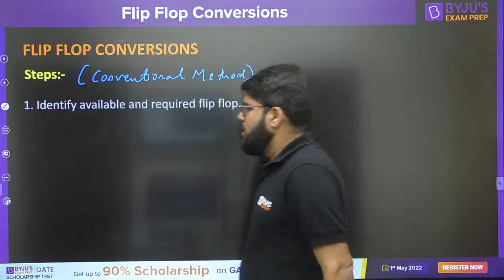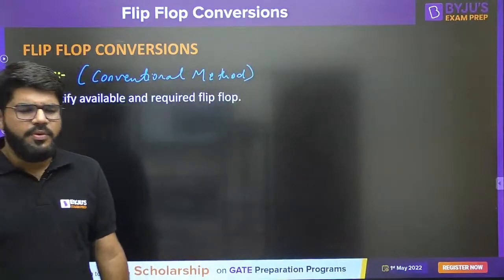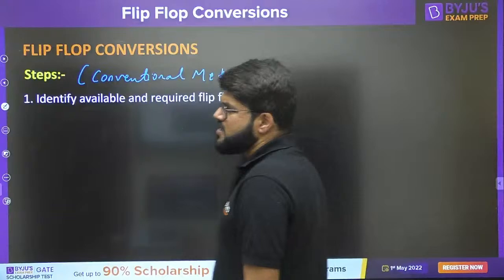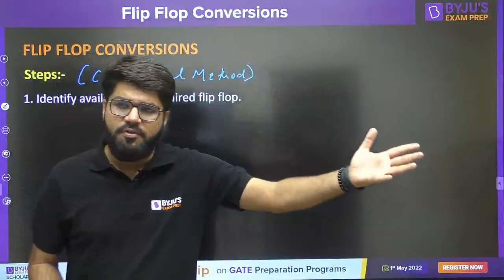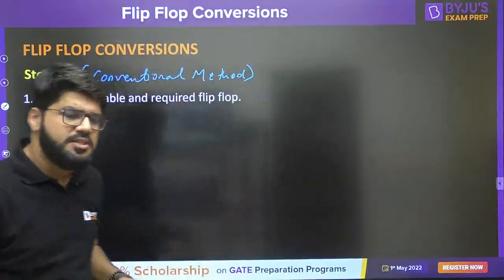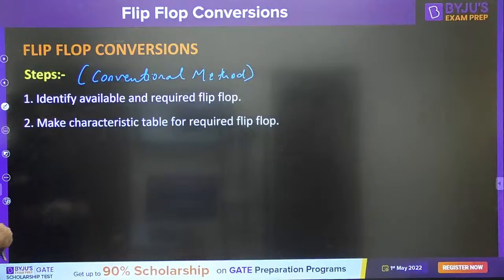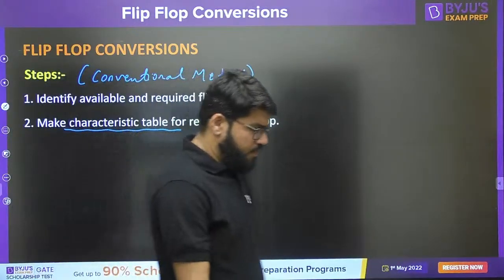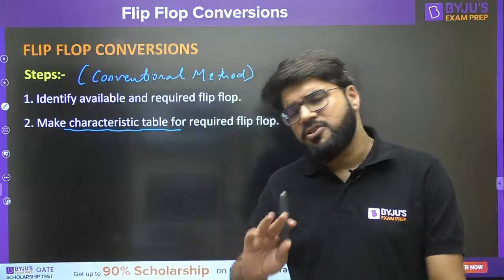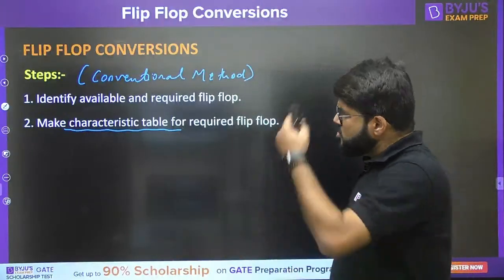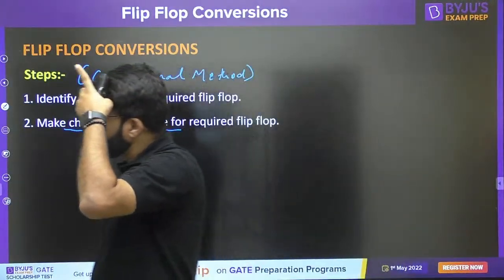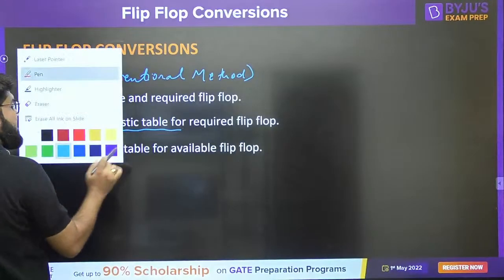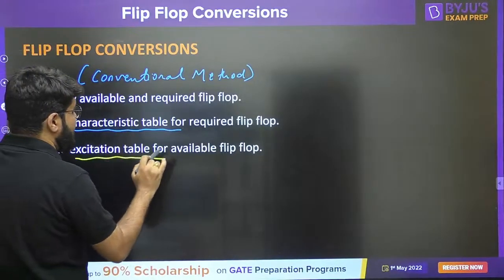Number 1, identify the available and required flip-flop. That will be given in the problem statement: which flip-flop to which flip-flop conversion is required. Now make the characteristic table for the required flip-flop. Everybody knows the characteristic tables of all the different types of flip-flops, so you just have to write down the characteristic table for the required flip-flop. Make the excitation table for the available flip-flop.